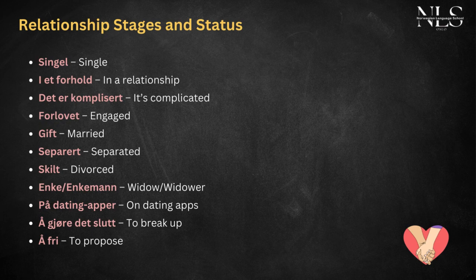Forlovet, engaged. Used when a couple has agreed to get married. Gift, married. Describes someone who is married. Separert, separated. Used for married couples who are living apart but not yet divorced. Skilt, divorced. Describes someone who was previously married but is now legally divorced. Enkemann, widower. Used for someone whose spouse has passed away.